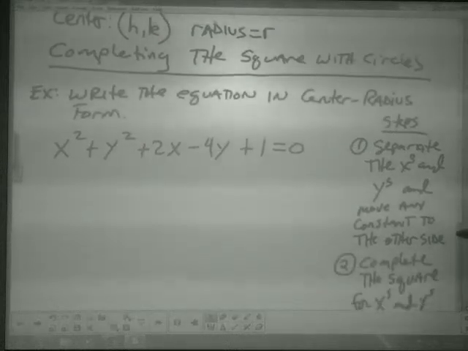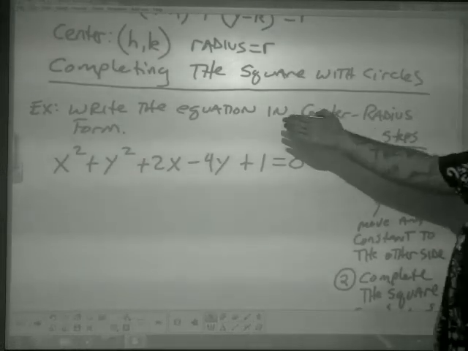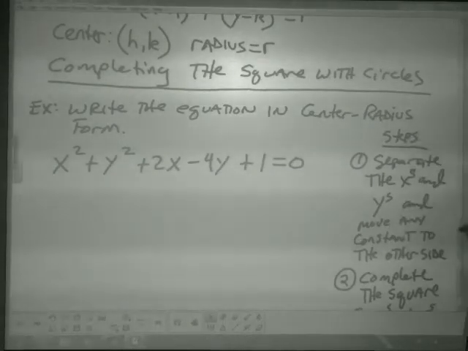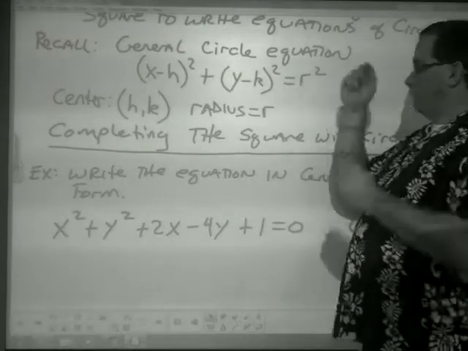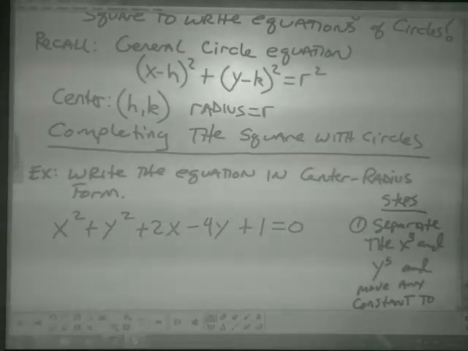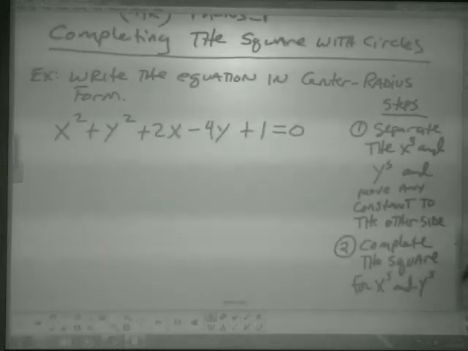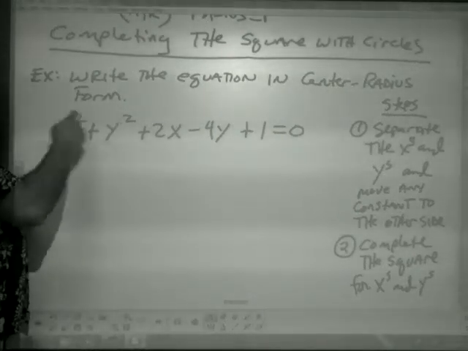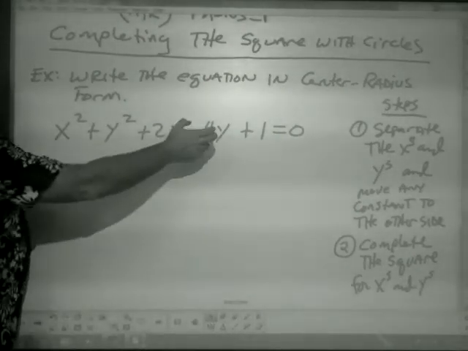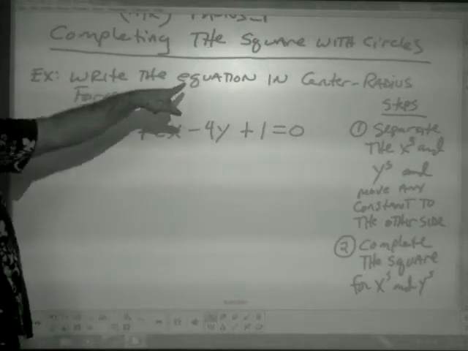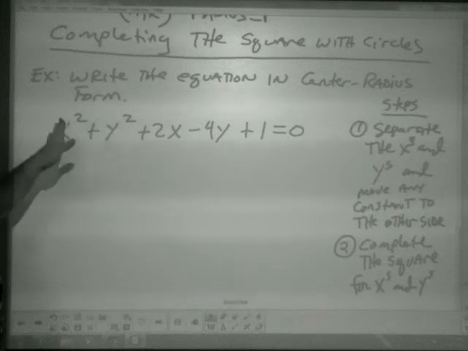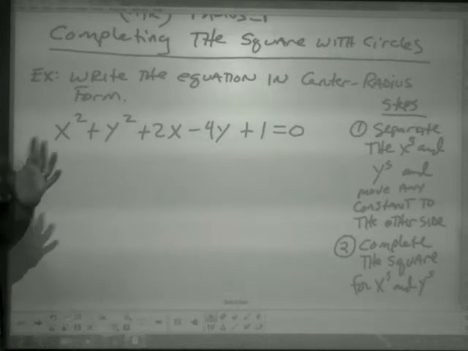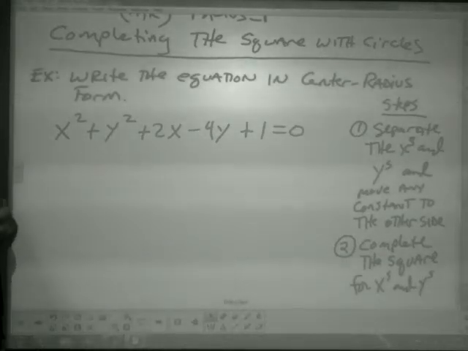So, completing the square with circles. So for example, the question might say, write the equation in center radius form. All right? This is center radius form. And so we take a look at the equation. Right off the bat, I notice not only do I have an x squared, I have a y squared. And I have x's and I have y's. And so, write the equation of a circle. I know now my x squared, y squared, I'm going to have to use completing the square to write the equation of the circle. It's the only way that they ask this question on the test, is completing the square with circles.